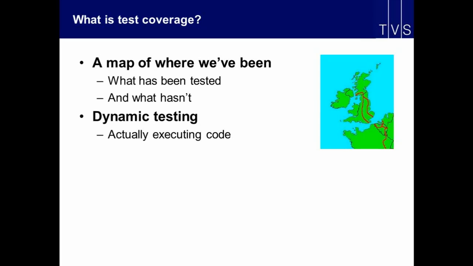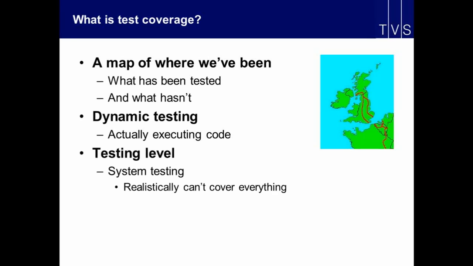Obviously 100% is a nice idea, and in many cases that's what we'd aim for, but obviously it's not realistic at system level. It's rare that you would be able to do absolutely everything at system level and get 100% of a realistic metric. However, it is much more realistic to do so when you're actually testing your components and you're doing your lower level tests, your unit tests.